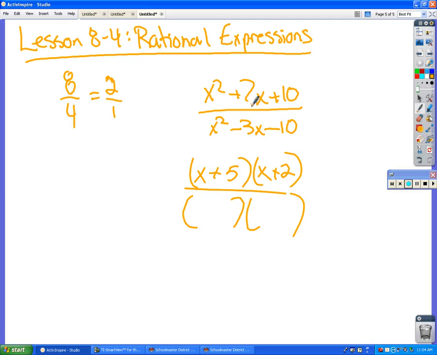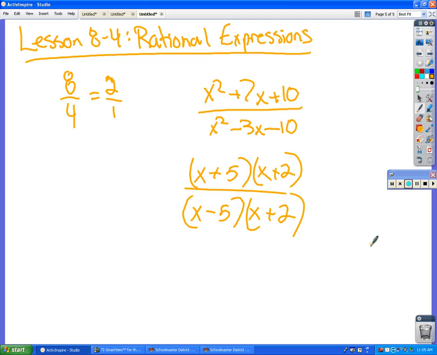Okay? So same deal on the next one. I'm going to go x and x because I have an x squared. Now I need two numbers that multiply to be negative 10 and add together to be negative 3. Negative 5 and 2. Negative 5 and positive 2.